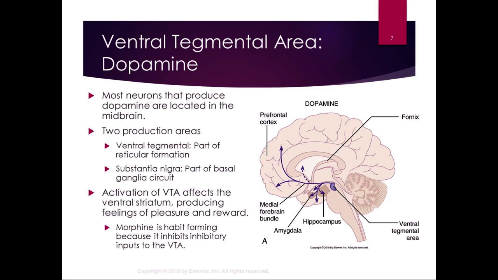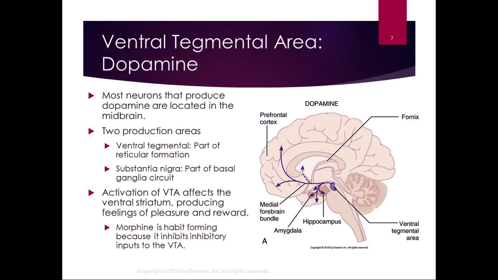So in Parkinson's, it's the substantia nigra cells that are dying off. So there's still some other cells that create dopamine, but we have just a vastly decreased amount of dopamine in our system, and that's what causes the symptoms of Parkinson's. Activation of the ventral tegmental area affects some different areas that produce the feelings of pleasure and reward.